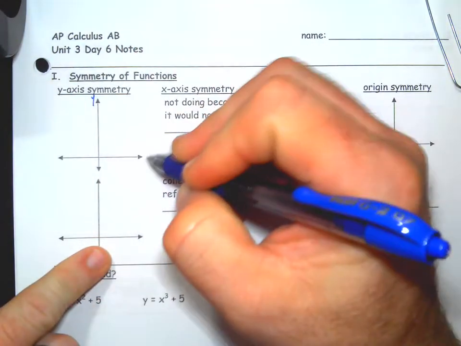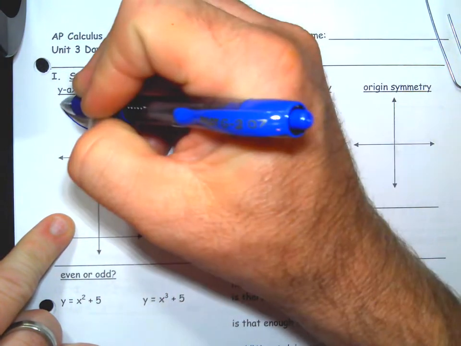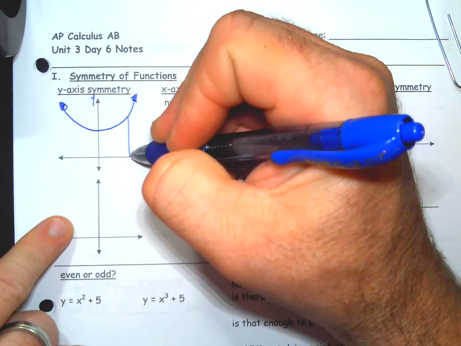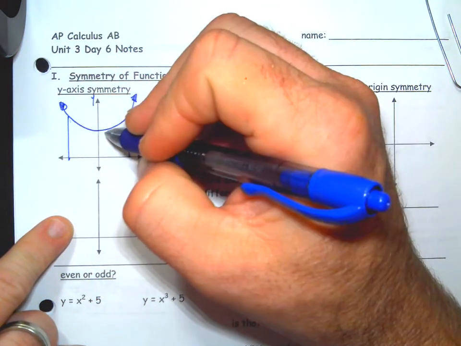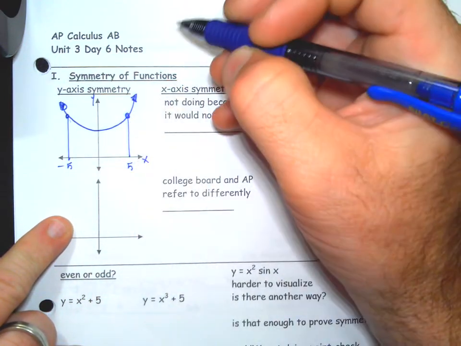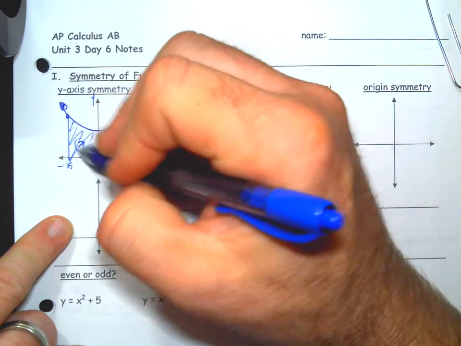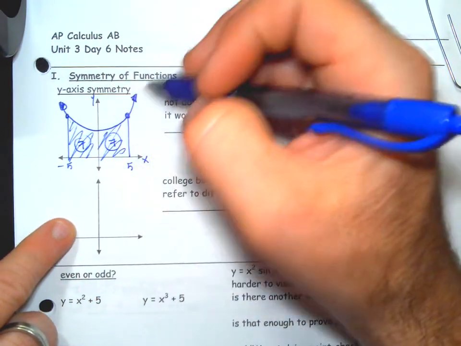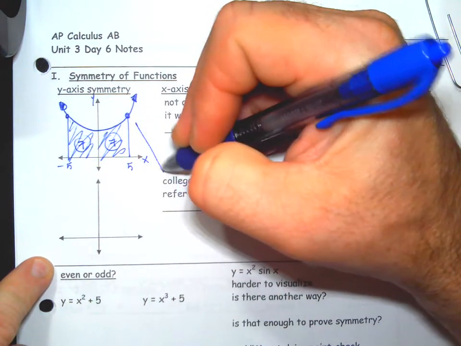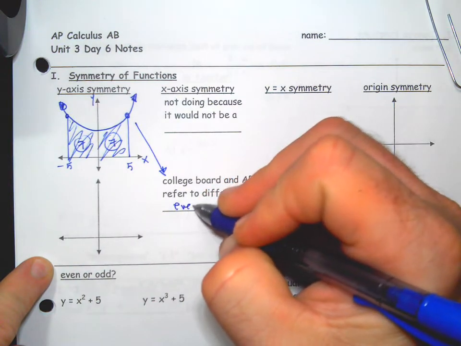Y-axis symmetry is if you fold something across the y-axis. So, as a specific example, maybe like a parabola gets folded across. Now, one of the interesting things that we might talk about is that it has the same value on either side, positive and negative x's. Also, if you were to integrate, this area would be 7, for instance, and this one would be 7. So there's symmetry left to right. Now what we call this, College Board and AP refer to this as even symmetry.